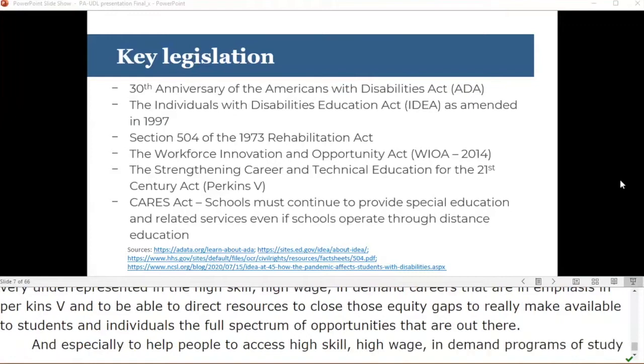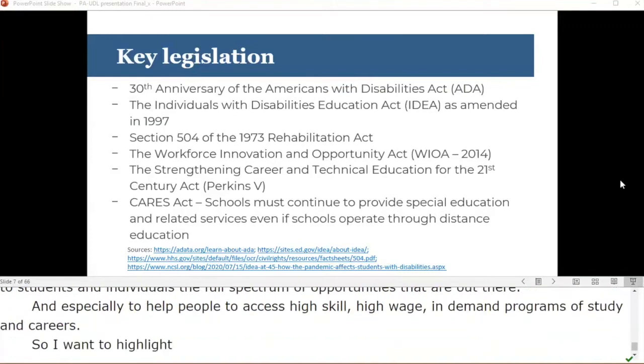And so I want to highlight a couple of the key pieces of that within Perkins 5, if we could advance to the next slide.